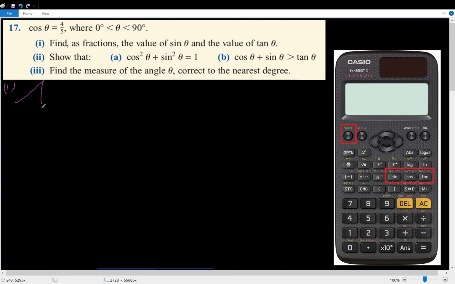So if we mark out our right angle triangle like this, we mark our angle down here, that's our right angle there. Since cos theta is 4/5, cos is always adjacent side over hypotenuse. So if we mark our adjacent side here as 4 and our hypotenuse as 5, like that, then we can use Pythagoras' theorem to find the value of our missing side, which we'll call x for the moment.